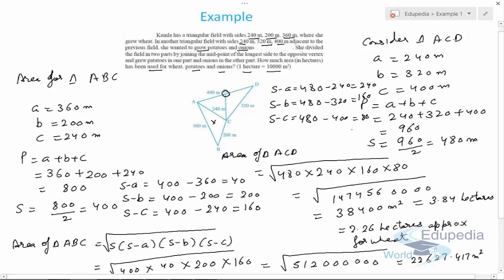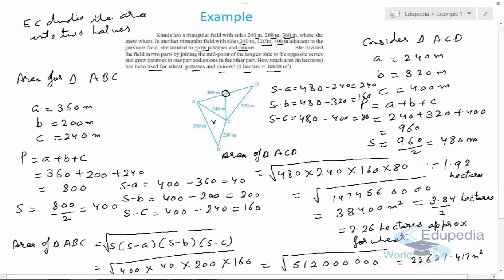Now we need to convert this into hectare, so it will be 3.84 hectares. Now the next part is, it needs to be divided into two parts. If you see properly, this line EC divides the area into two halves. Why? Because you can see that the base is same and they are between the same parallel lines, so we need to divide this area by 2. So this answer will come out to be 1.92 hectares.